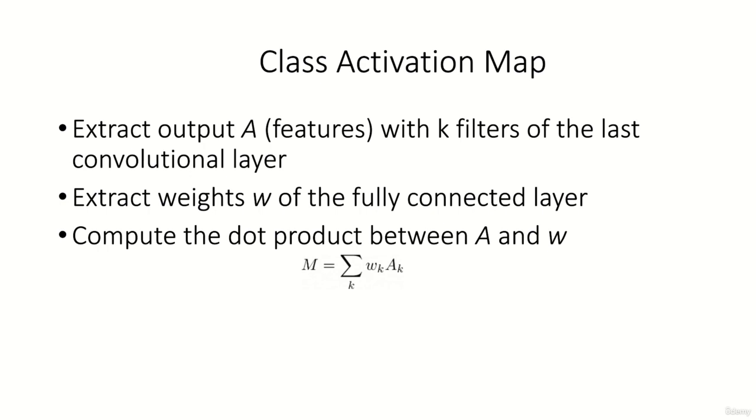Next, we need to extract the weights W of the fully connected layer. Those are the weights responsible to transform the output of the last convolutional layer into the raw prediction of our network. Now we simply compute the dot product between our k feature vectors defined by A and our weights W. This produces the final class activation map.